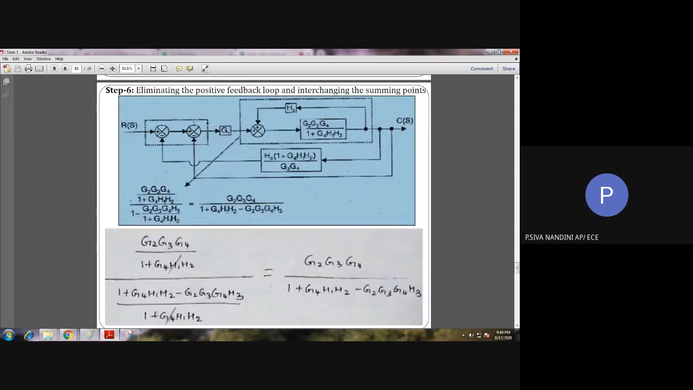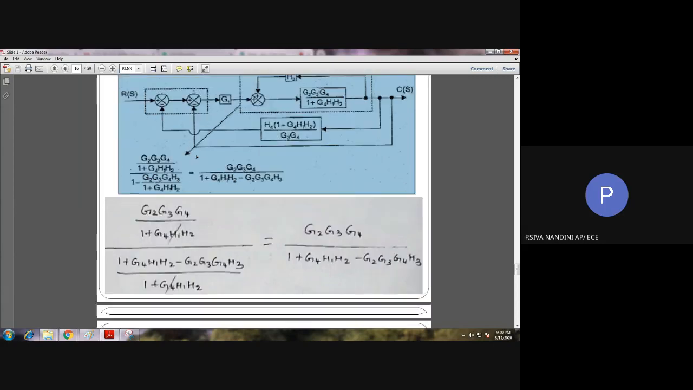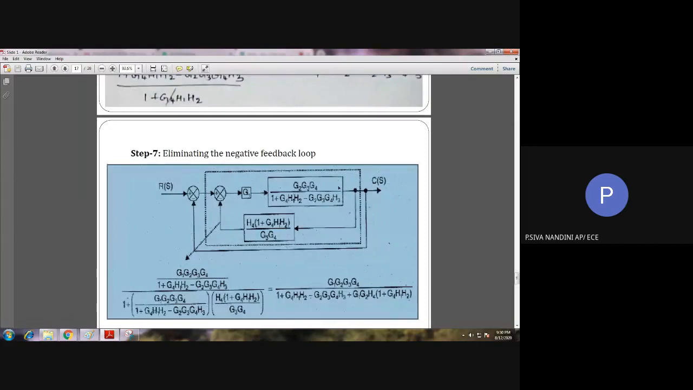Also, if you see here, we have two summing points. If these two summing points are exchanged, we will have an inner loop and then an outer loop. So keeping that in mind, I am exchanging the two summing points with the same input given to that summing point, and I obtain the block diagram as shown in step number 7.